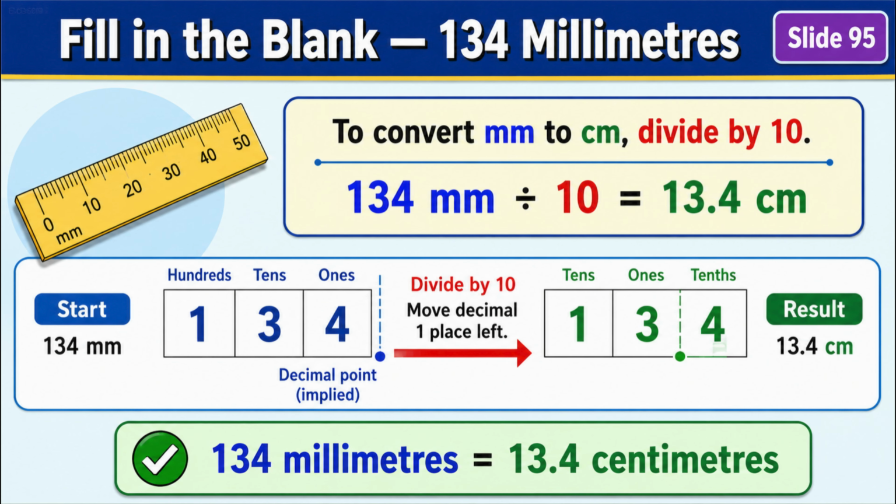Fill in the blank, 134 millimeters. To convert millimeters into centimeters, divide by 10. 134 divided by 10 equals 13.4. So, 134 millimeters equals 13.4 centimeters.